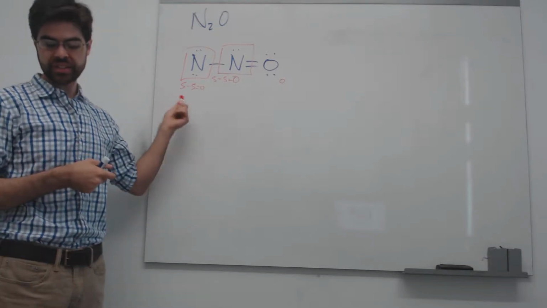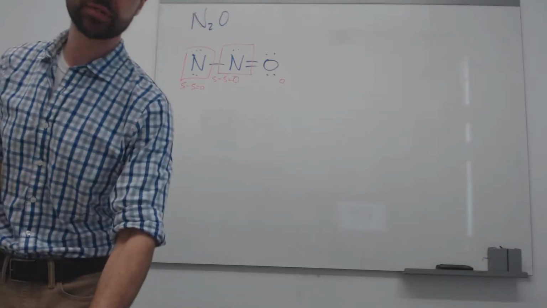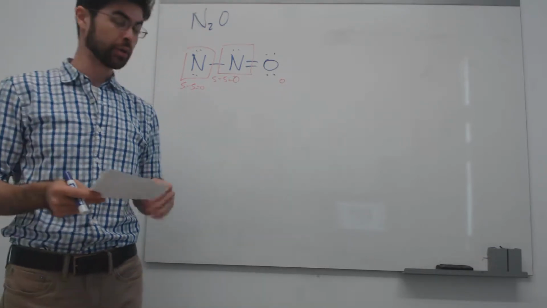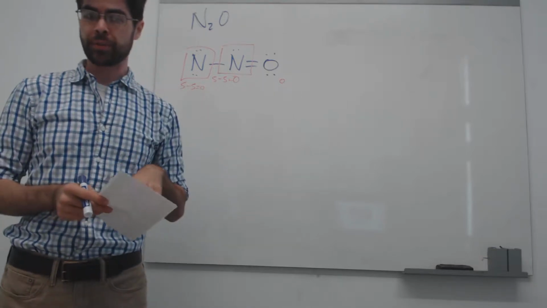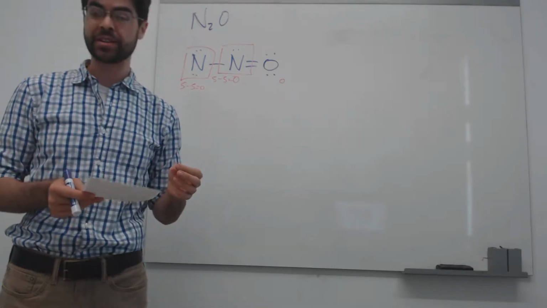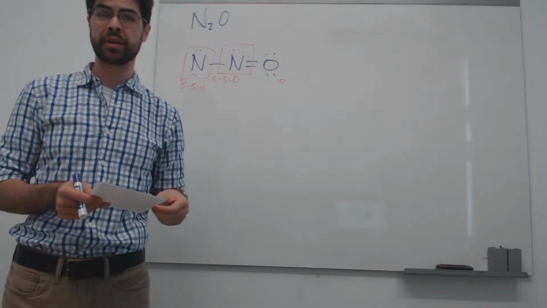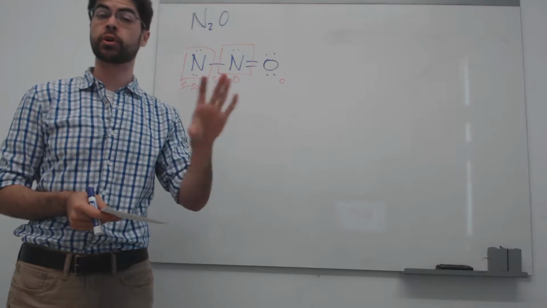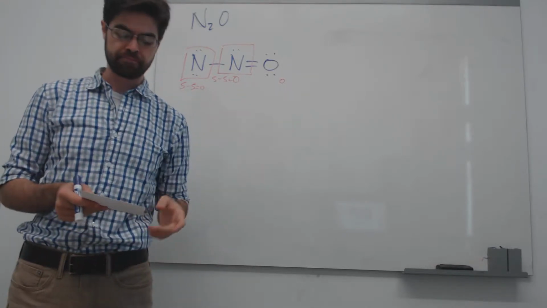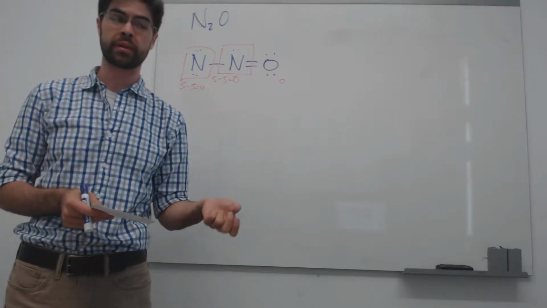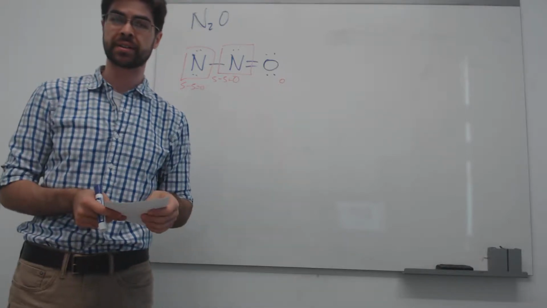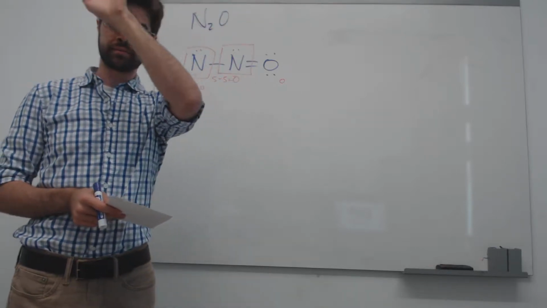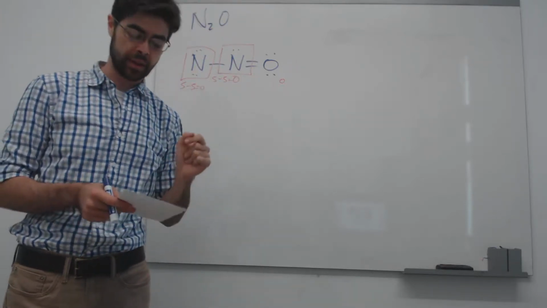So this is not the best structure for the simple fact that it's violating the octet rule, and nitrogen doesn't violate the octet rule. So in general, the first criterion to satisfy should be satisfying the octet rule, unless you have elements from the third period and down. Things like sulfur, chlorine, phosphorus can all violate the octet rule. The first row, carbon, nitrogen, oxygen, fluorine, they don't violate the octet rule.